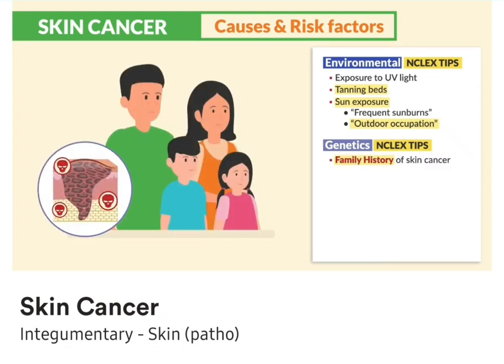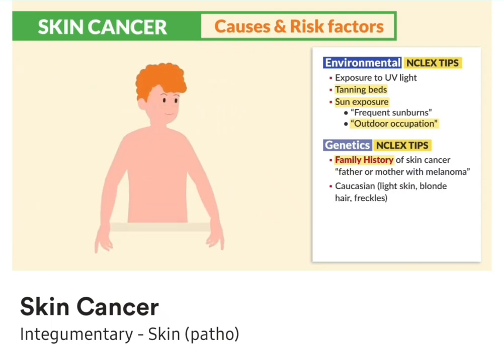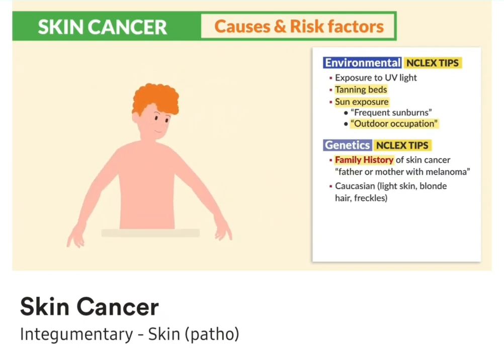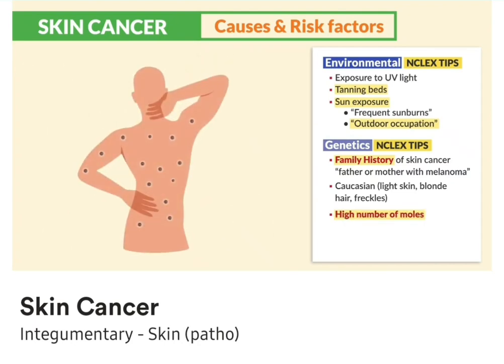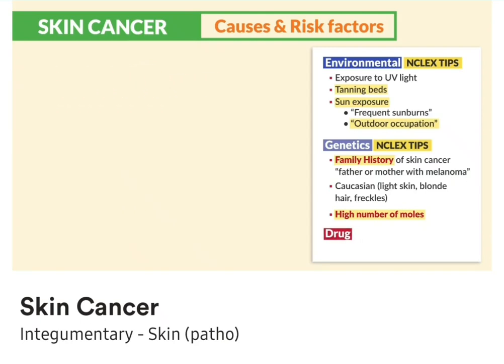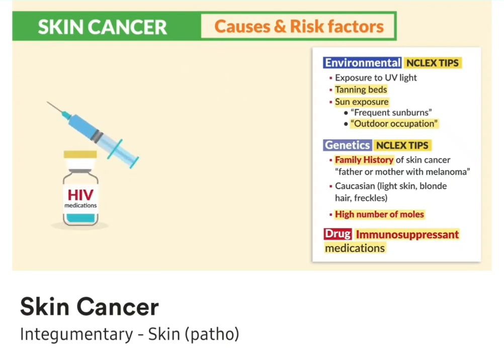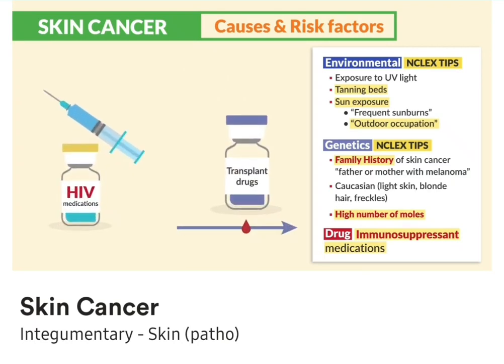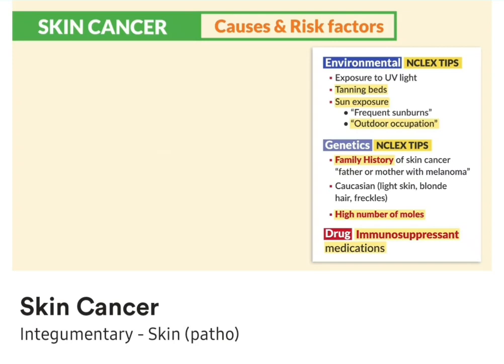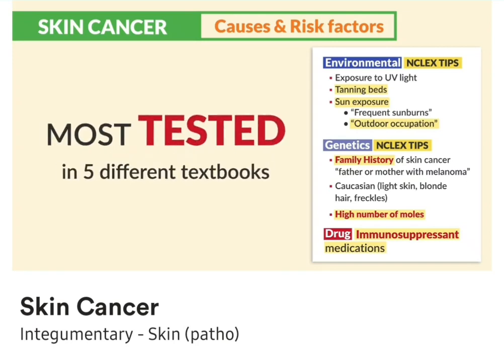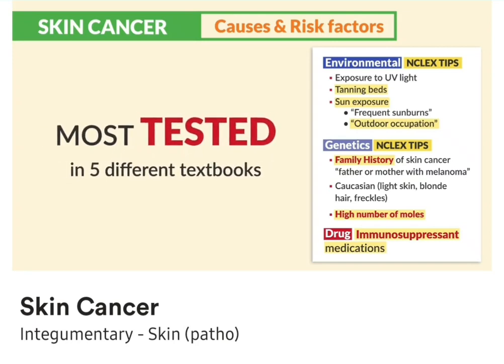Family history of skin cancer, like a father or mother with melanoma, and even Caucasians with light skin, blonde hair, and freckles, due to the fair skin that is more easily burned. And a high number of moles. This indicates a big risk for skin cancer. And lastly, the use of immunosuppressant medications, like HIV medications and long-term anti-transplant drugs, which lowers the body's ability to defend against cancer. So I suggest pausing the screen and writing down the highlighted ones here, as these are the most tested out of 5 different textbooks.